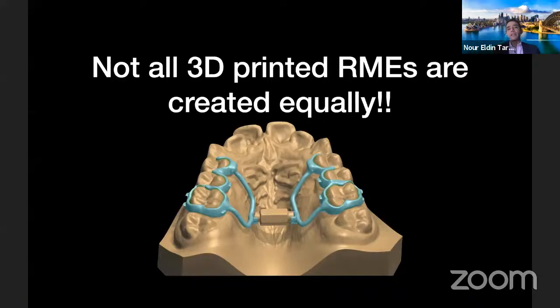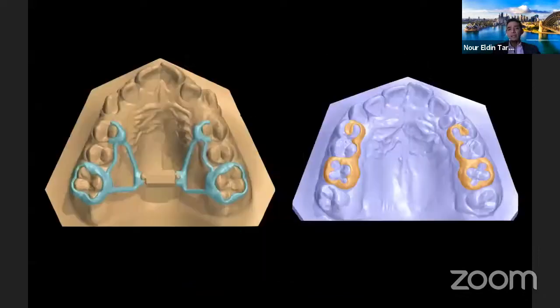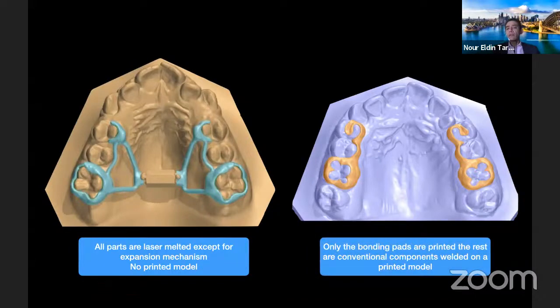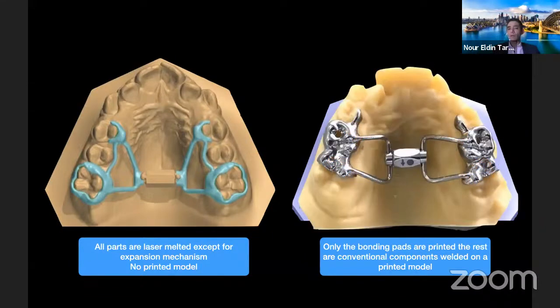Now, just a point on 3D printed expanders, because that's something that we are probably seeing more and more of. Just remember, when somebody's saying we're doing 3D printing, these appliances are not all created equally. Some labs tend to basically just print a shell around the teeth, and then they still manufacture the rest of the appliance conventionally, while others will 3D print the entire framework. And they tend to, in my opinion, be a little bit more customizable. So all the parts here are laser melted except for the expansion mechanism, and there is no model printed. Whilst the other method would be basically only the pads are 3D printed, but then the rest is just soldered on a study model. So they still have to make a model and then they solder onto that model. Different technologies.